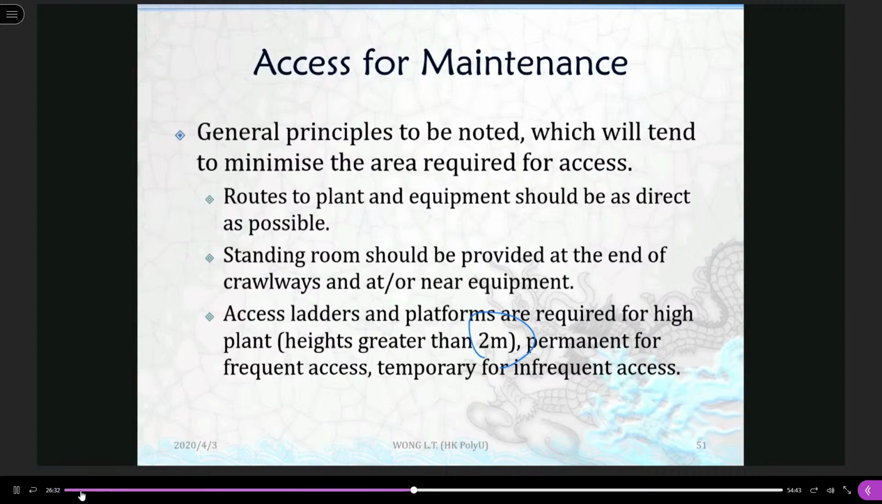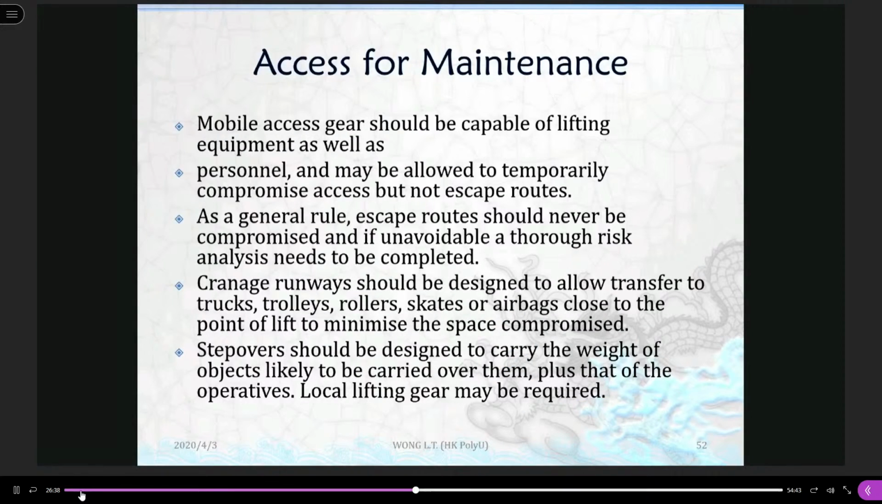Permanent or frequent access, temporary or infrequent access. Access for maintenance, mobile access gear should be capable of lifting equipment as well, depending on the kind of work. Nowadays it is very difficult to find a ladder without a working platform, because we expect to do something there, not just inspection. Therefore, lifting equipment provisions are now required in the market. I think the requirements are changing, but the principle is still there.